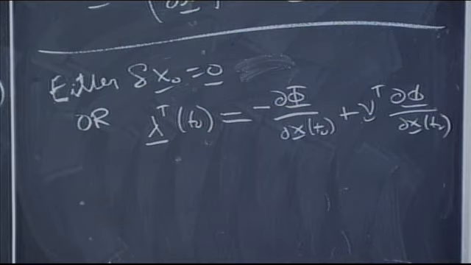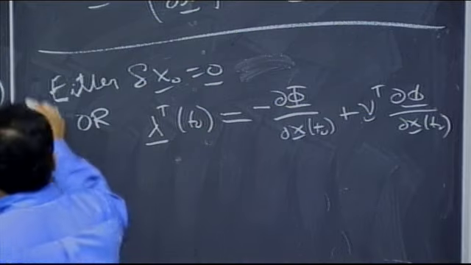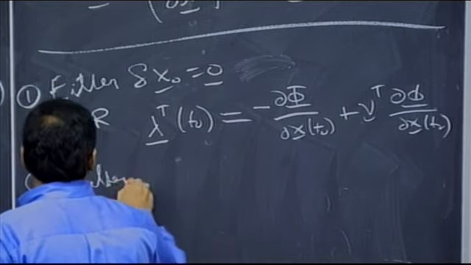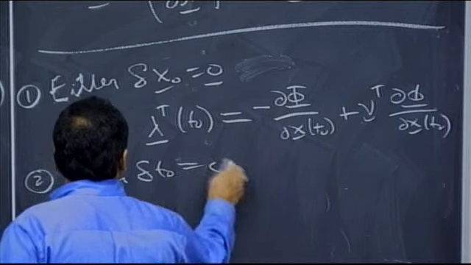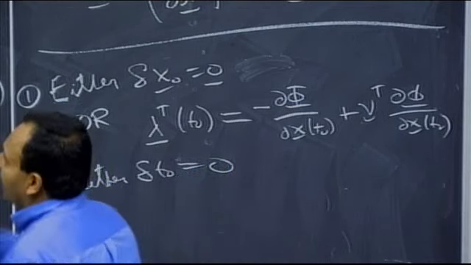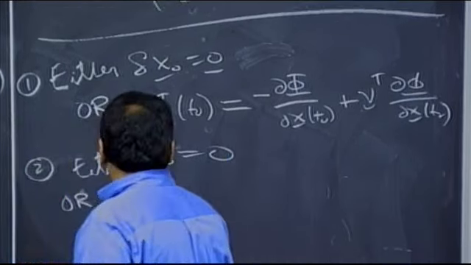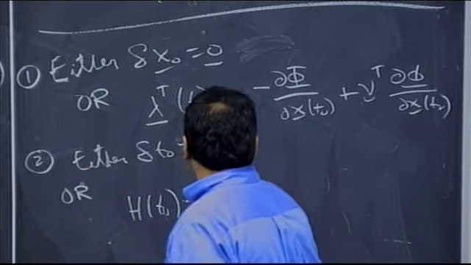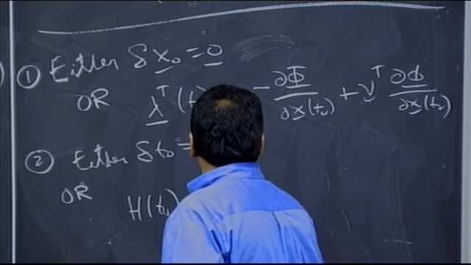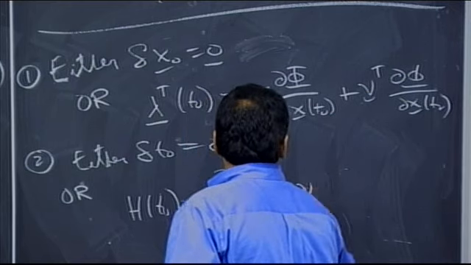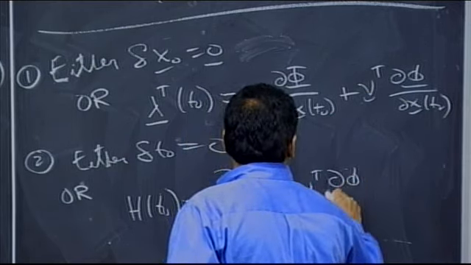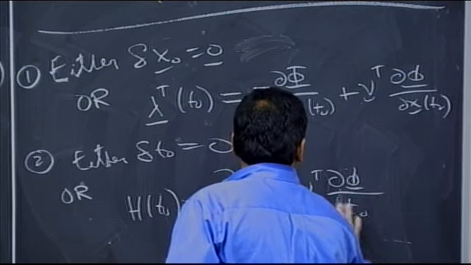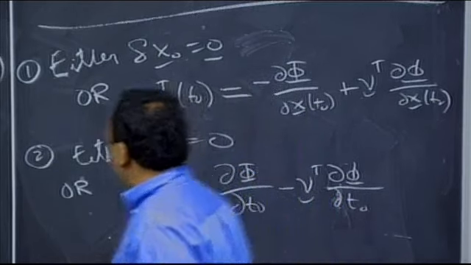Same thing is true with the other one, which is that, so this is 1. 2, it's either the variation in T0 is 0 or the following condition is met. H of T0 is equal to the partial of phi with respect to T0 minus nu transpose the partial of little phi with respect to T0. So that's the second condition.